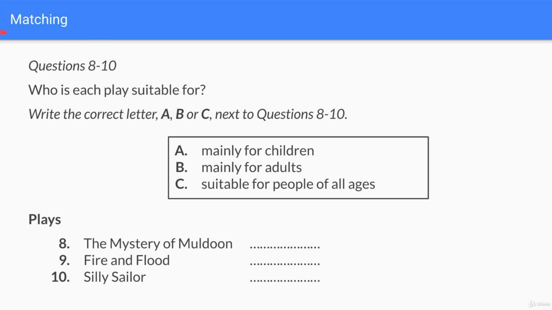Then we have the matching question, which is a variation of the multiple choice question. So here in the box, we have the different answer choices, and here we have the questions. What we have to do is correspond the information in the question with the information in the answer choices. So you just have to find the correct match.